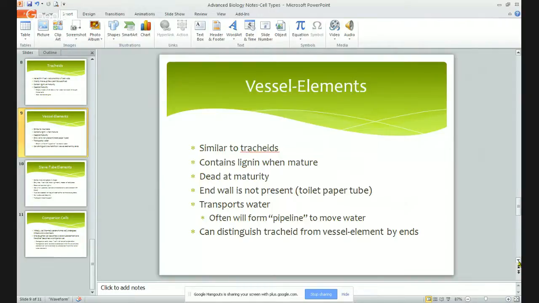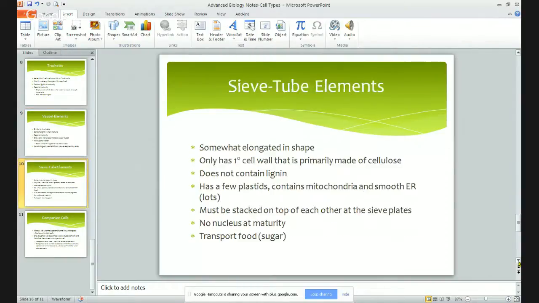So your sieve tube elements are, I'm not going to call it your last one, but they're almost like your last one because this and the companion cell work together. So first we'll talk about your sieve tube elements, and then we'll talk about the companion cells that are formed alongside your sieve tube elements.